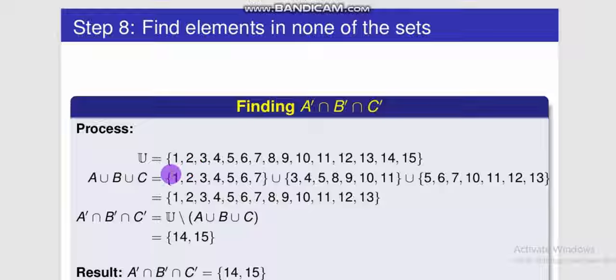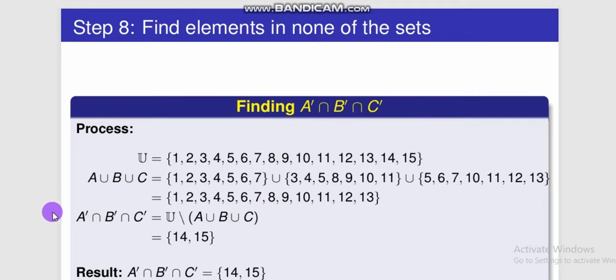So you start from the least number. The least number is 1, then 2, 3, 4. Even though the 4, look, they are found here, but remember we are writing them once. 5, 6, 7, right? Then from here I can get 8, 9, 10, 11. Okay, 5, 6, 7, 10, 11. I have written them already, so I will not take them. Then 12 and 13. I write 12 and 13. This is now your A union B union C.